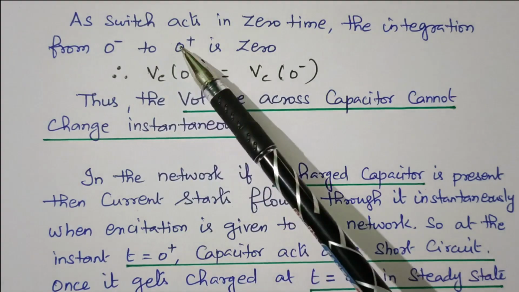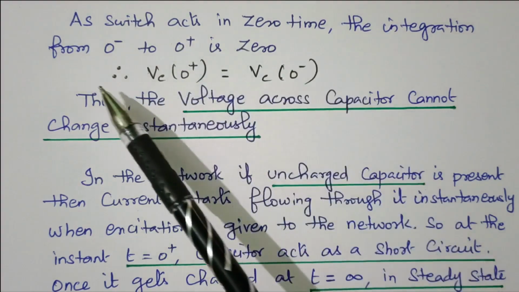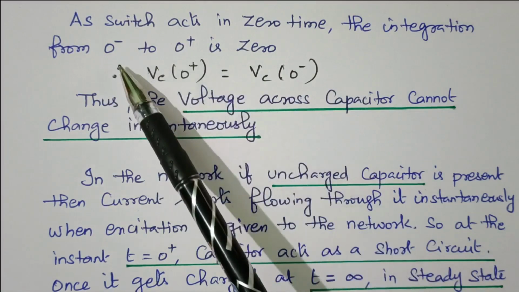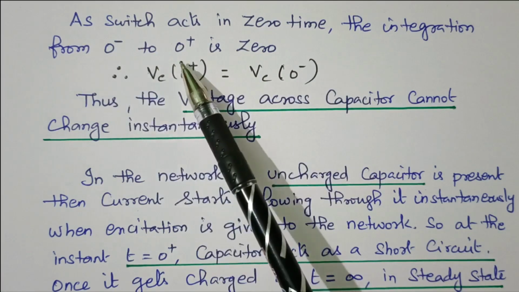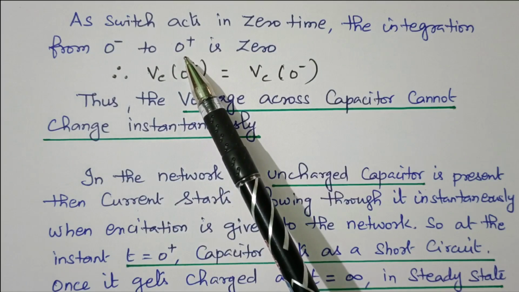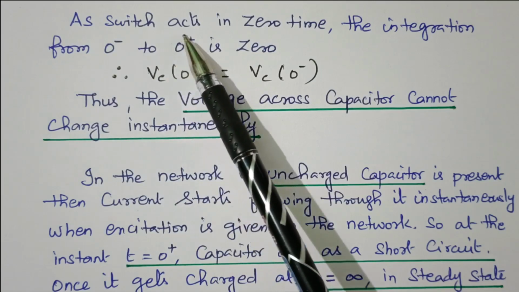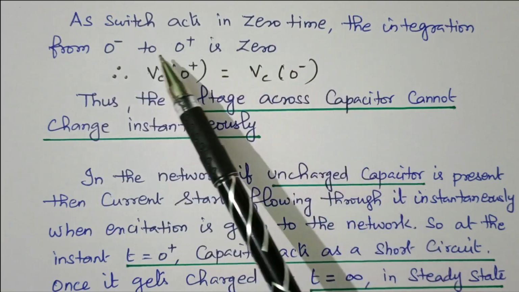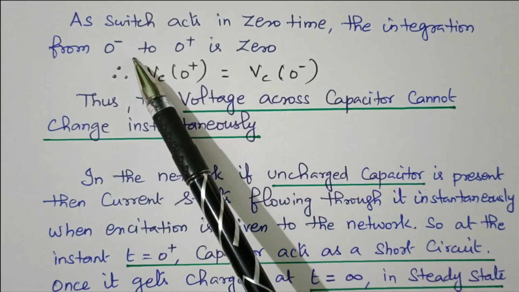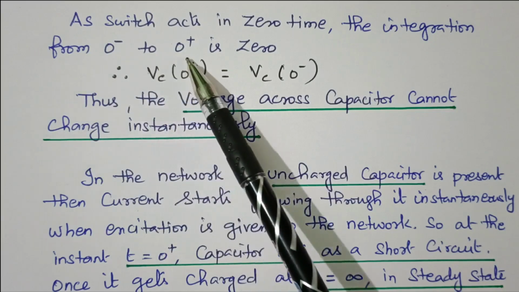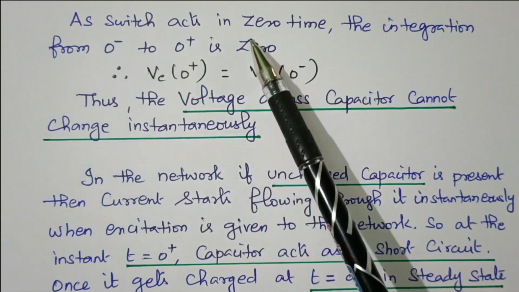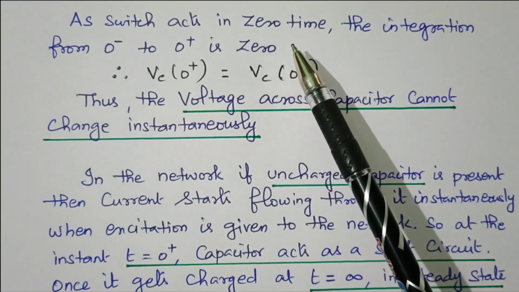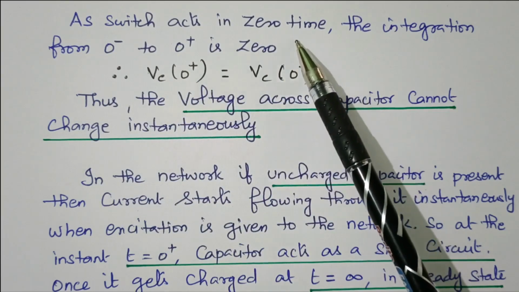As the switch acts in zero time, the integration from 0 minus to 0 plus is 0. So 0 minus is before switching, 0 plus is after switching. We consider that this happens at zero time. There is no time delay between before switching and after switching, right? So 0 minus to 0 plus is 0. The switch acts at zero time, with no delay between before switching and after switching.